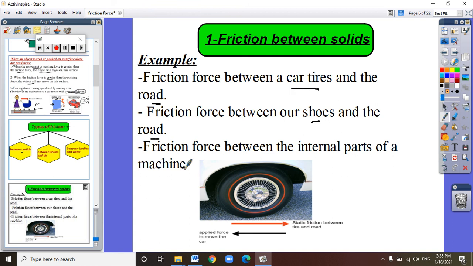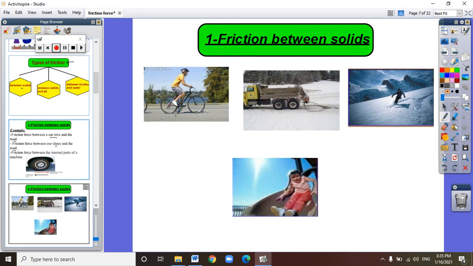Any machine consists of parts inside it. When these parts are moving, there is a friction force between these parts. This friction force is the friction force between solids. Okay? Like here, all of these examples are examples of friction force between solids.